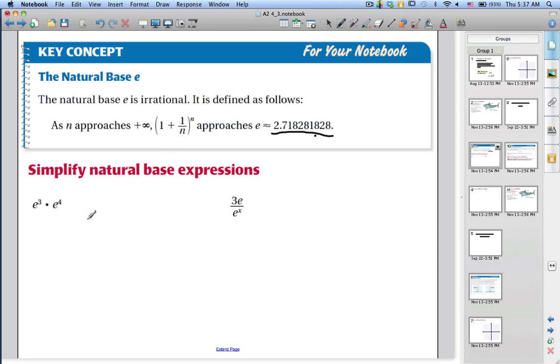So we're going to work with the letter e, and at first we're going to look at simplifying expressions that have e in them. And in this case, e doesn't function any different than any other variable. So if I have e to the third times e to the fourth, it becomes e to the seventh. I add the exponents. This would become 3e to the 1 minus x power, because we subtract the exponents when we're dividing. So the properties of exponents don't change just because the base becomes e.